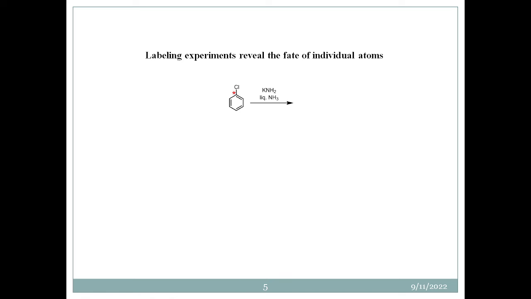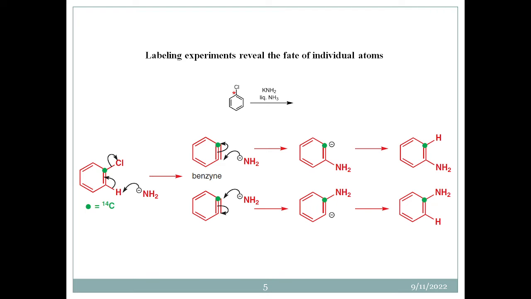Now whatever I've shown is already talked about in the book. So it looks like this. Here it is shown as a 14C, and it abstracts this hydrogen and forms benzene. Now there are two chances: it can attack the isotopically substituted carbon atom or the normal carbon atom, thereby giving two products, which you can see on the right side. So this is the observation.